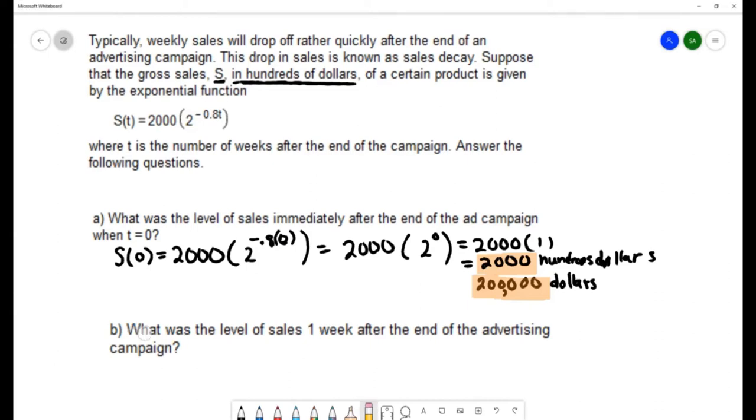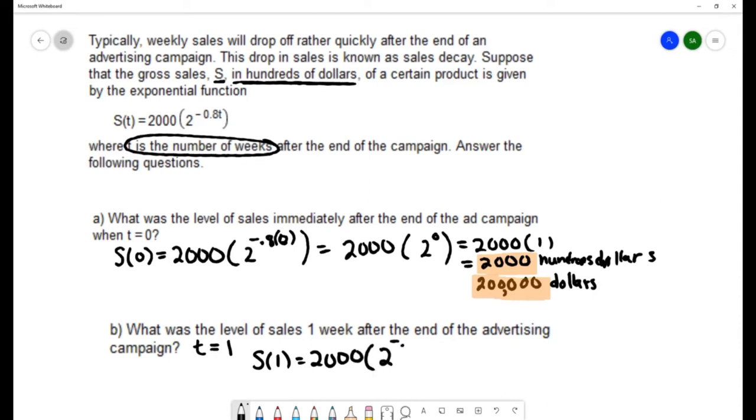In part B, we want to know what the level of sales is 1 week after the end of the advertising campaign. So that means that our time that has passed is 1 week. We notice that if we go back to the original problem, t is given in the number of weeks. So 1 week later, the value of t will be 1. We want to find S of 1. That will be 2,000 times 2 to the negative 0.8 times 1. And that's 2,000 times 2 to the negative 0.8.